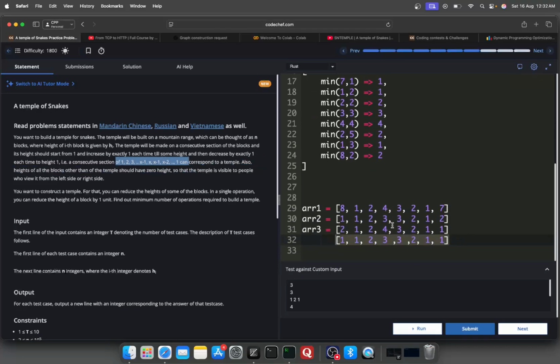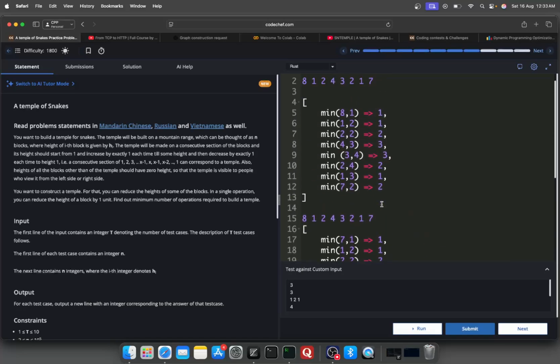So how do we calculate the minimum number of operations from this array? We sum it. 1 plus 1 is 2, 2 plus 2 is 4, 4 plus 3 is 7, 7 plus 3 is 10, then 11, 12, 13 and 14. So our sum is 14.